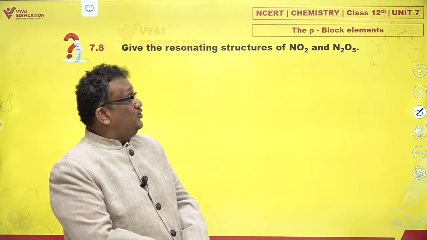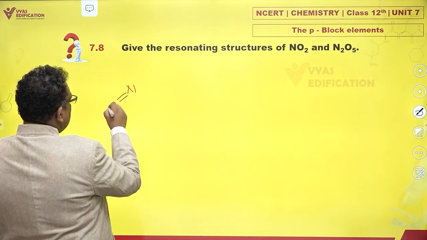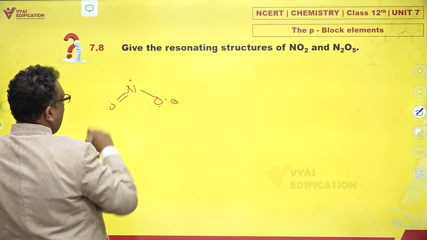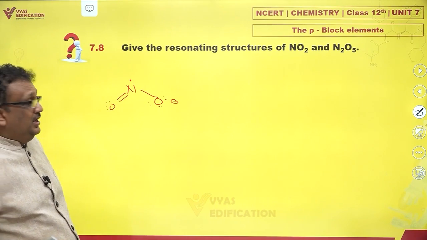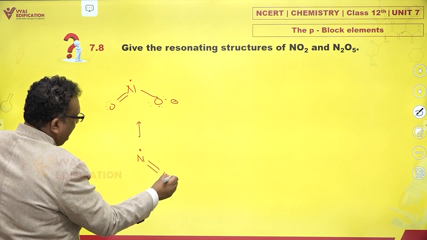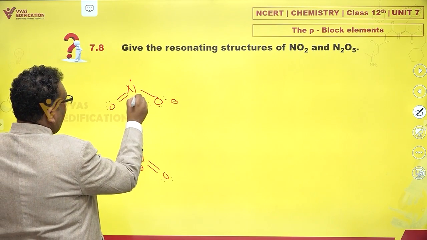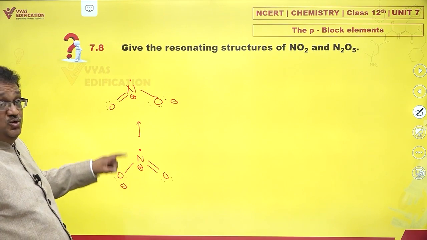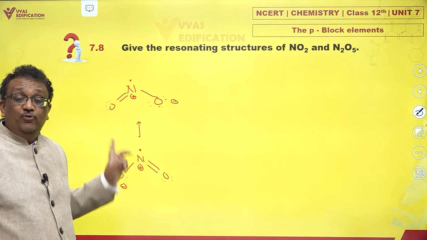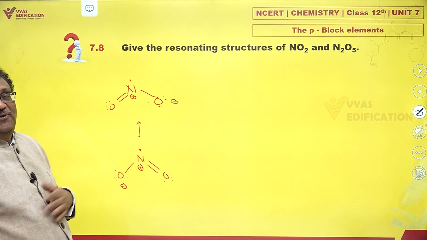Give the resonating structures of NO2 and N2O5. Oh my God. Let's take a look. NO2 goes like this. There is an unpaired electron, and this is something which we can't help. So nitrogen has an incomplete octet. Yes. You have these as formal charges. So bond order of NO bonds is 1.5, and octet of nitrogen is incomplete. Unpaired electron is present on nitrogen, and these are the contributing structures of NO2.